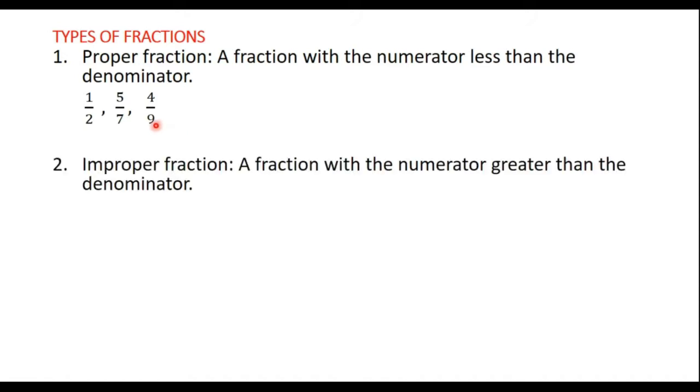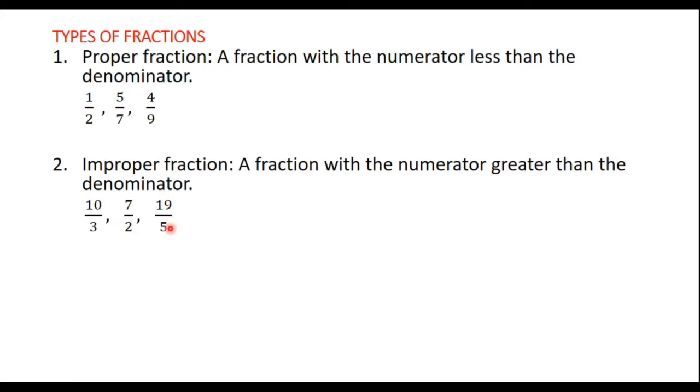Another example of fraction we want to consider is what we call the improper fraction. A fraction with the numerator greater than the denominator. So improper fraction is the opposite of proper fractions. For improper fractions, the numerator is bigger than the denominator. So when you come here, 10 is bigger than 3, 7, which is the numerator, is bigger than 2, which is the denominator, and 19, which is the numerator, is bigger than 5, which is the denominator.